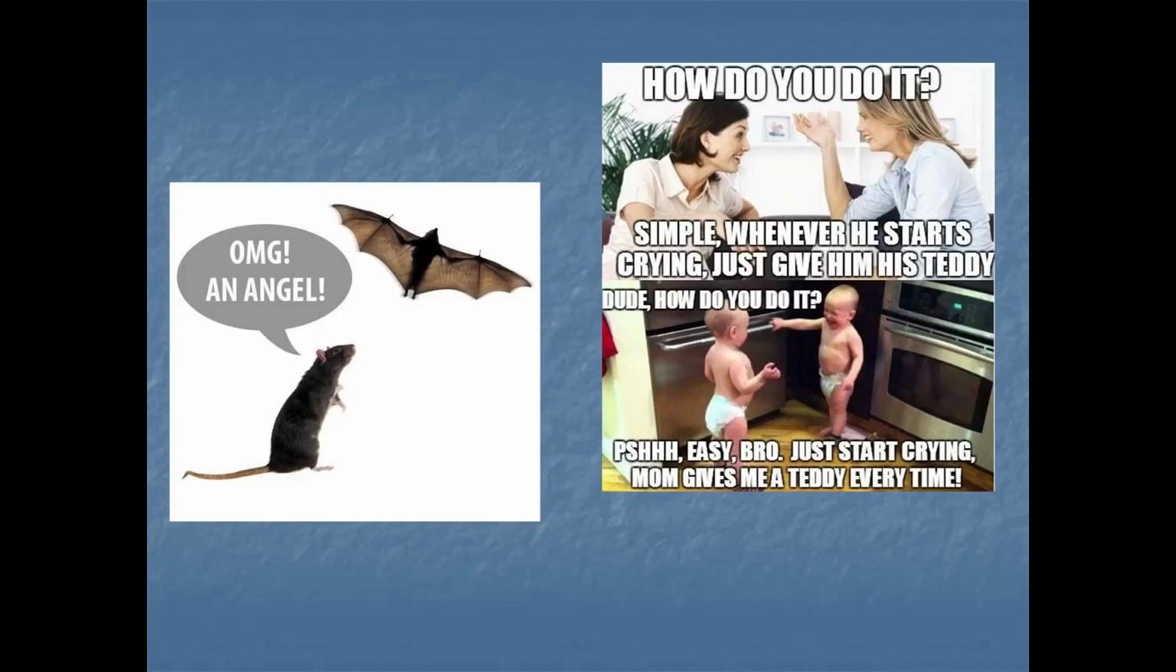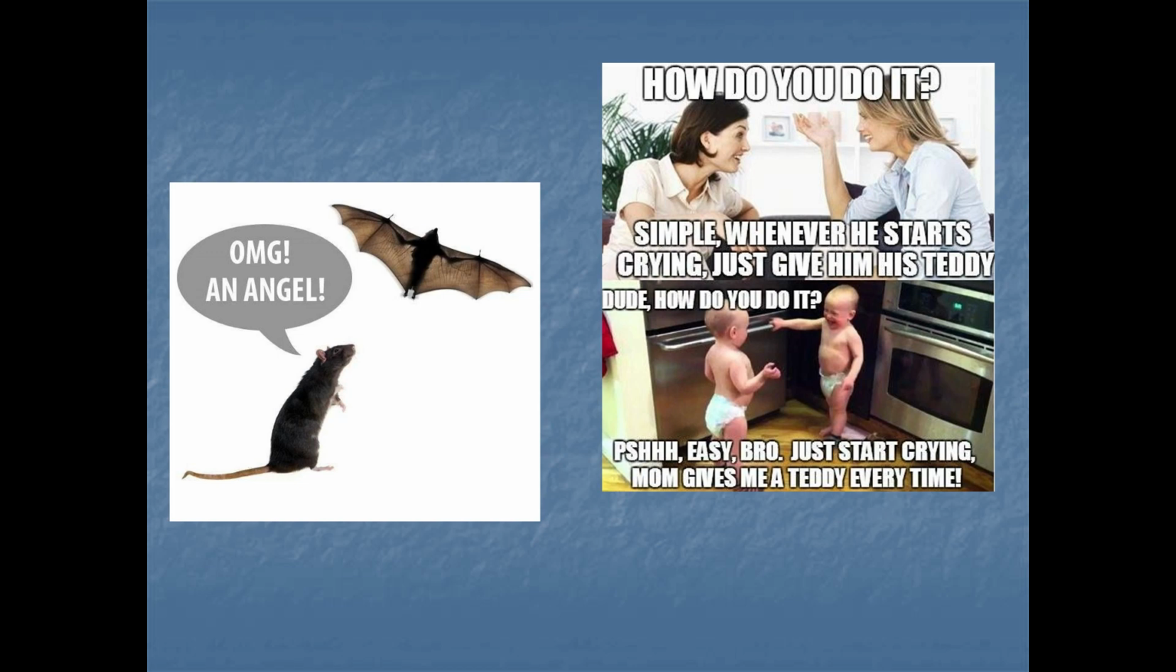All right, once again, I wanted to start with a silly little example applying terms from a prior video. So let's look at this little meme on the right. How do you do it? One mom asks, and she says, simple. Whenever he starts crying, just give him his teddy, right? That quiets the kid down. Meanwhile, the little kid at the bottom explains things from his perspective. How does he do it? Easy, just start crying, and mom gives me a teddy every time.